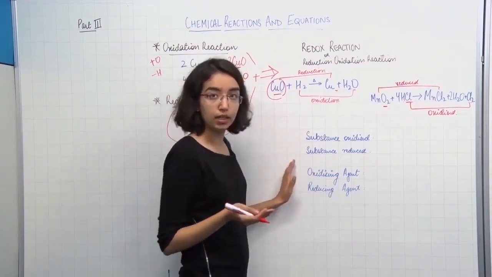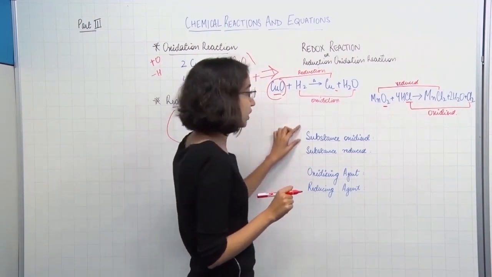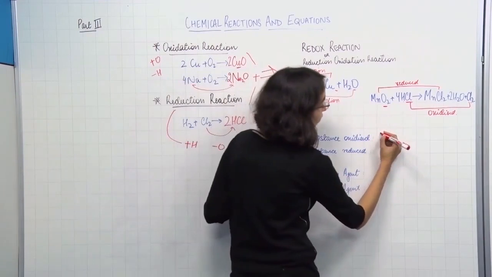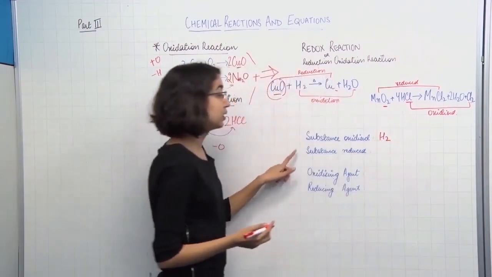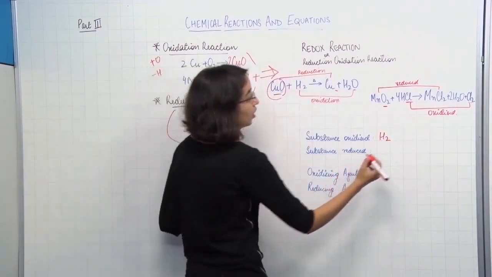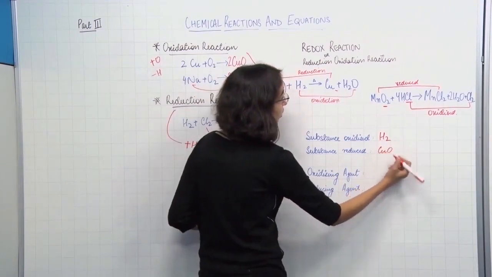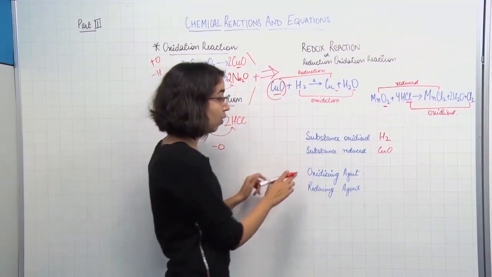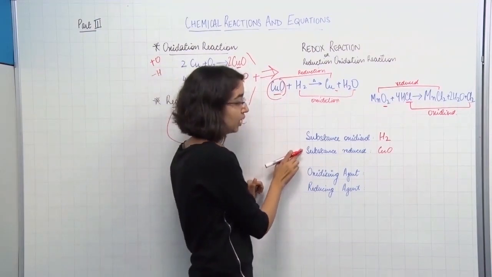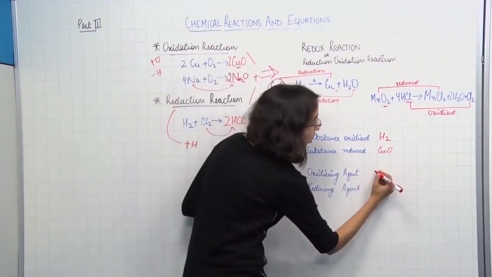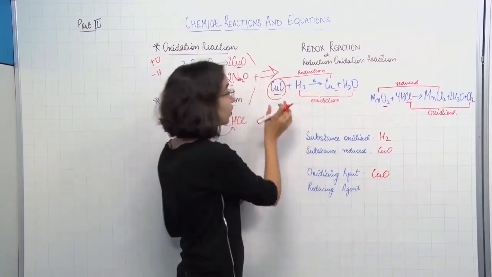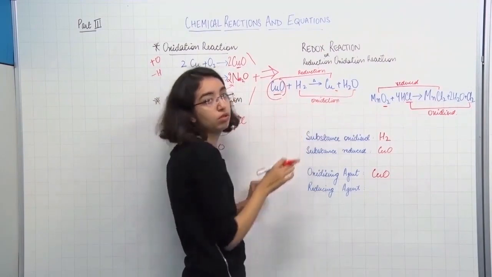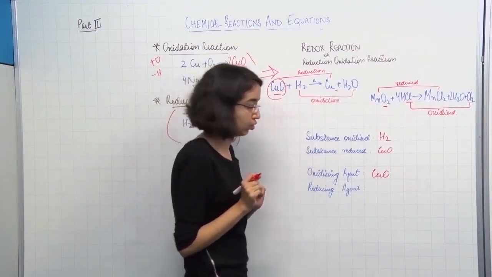Let us just study it here to get a clearer picture. So the substance which is oxidized here is H2. The substance which is reduced is copper oxide. So now what will be the oxidizing agent? The oxidizing agent will be the same substance which got reduced, that is copper oxide, because it helped in this oxidation process. It was the one which gave this oxygen, that is why it is called an oxidizing agent.